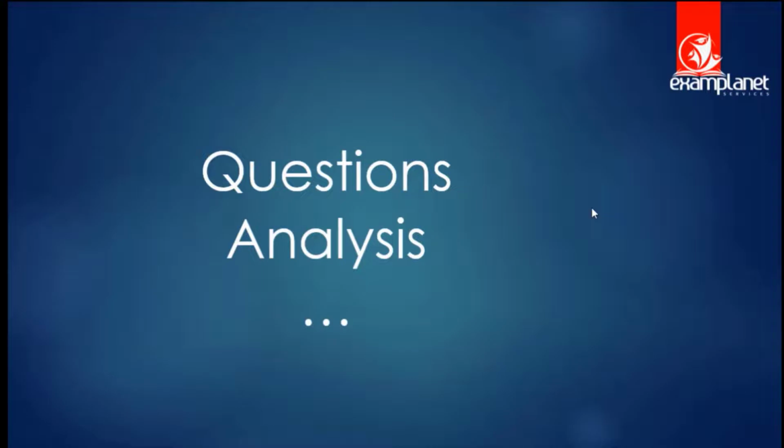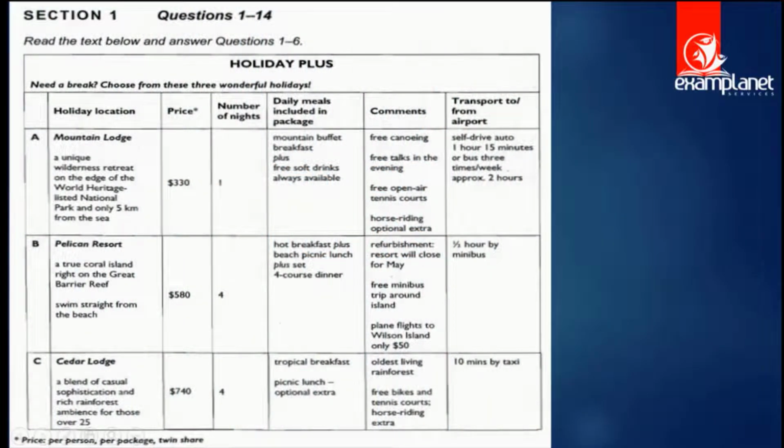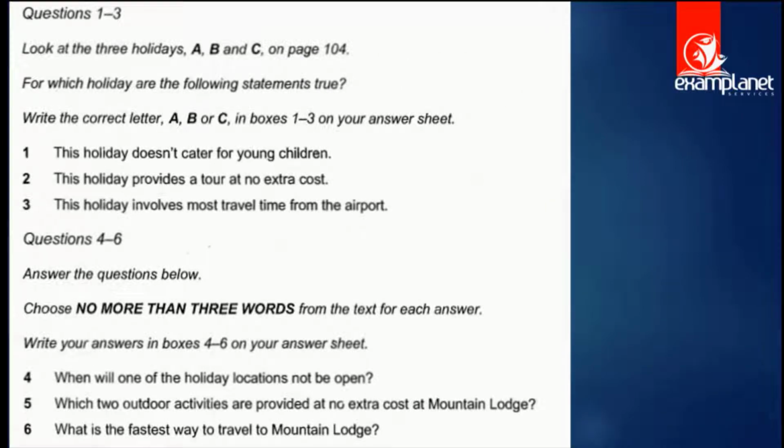Alright, now for questions 1 to 6, all you're meant to do is to match each of those questions with any of the holiday locations. It's always very advisable to actually look at the question first before you trace it to the passage. This always saves you a whole lot of time.